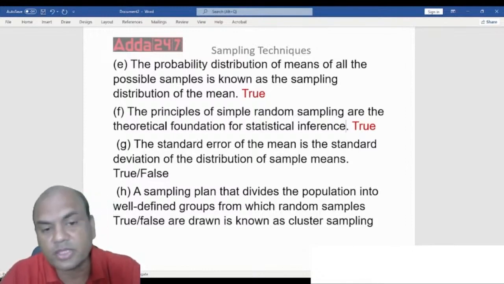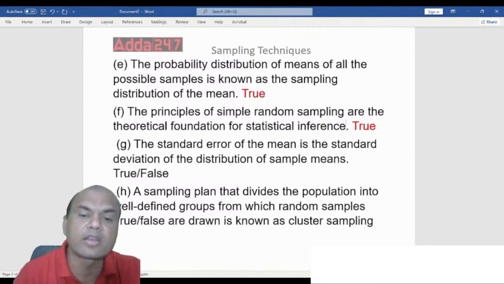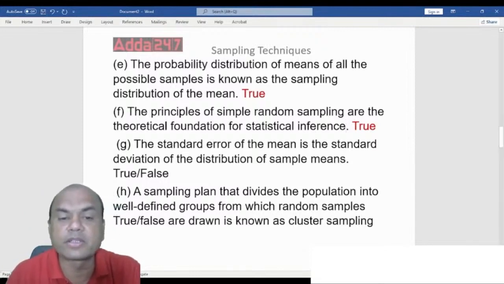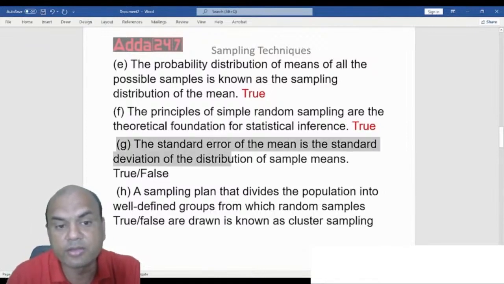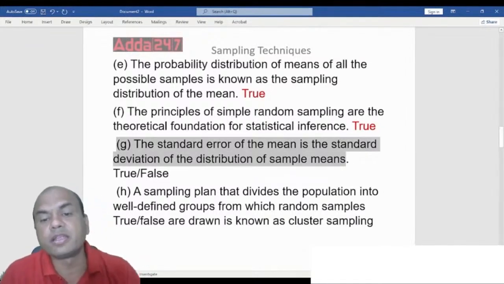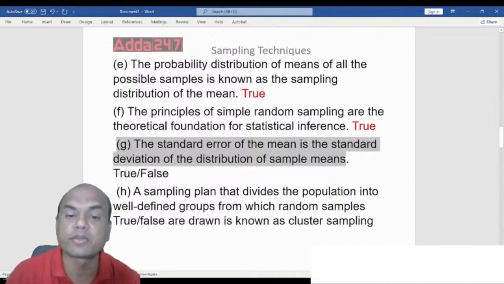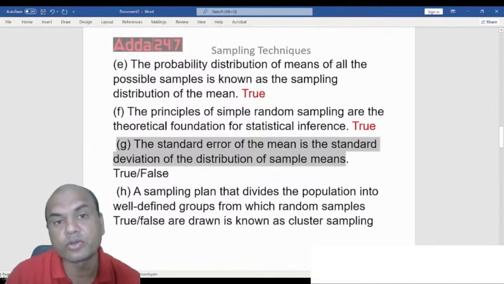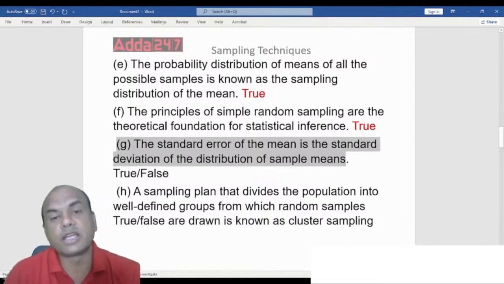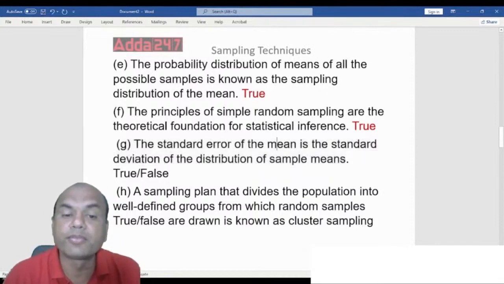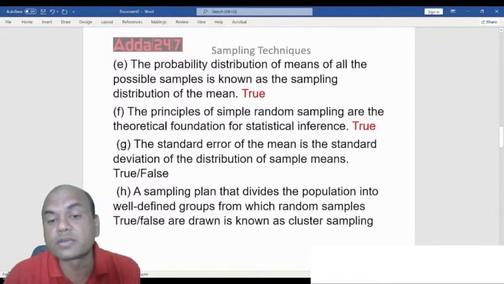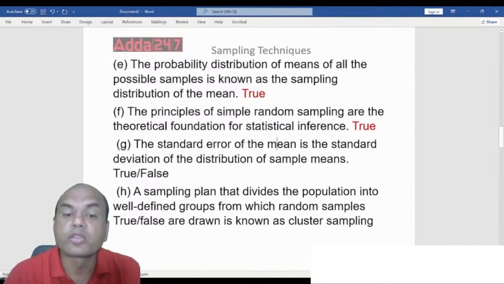Next one. The standard error of the mean is the standard deviation of the distribution of the sample means. See, this we are dealing in. Is this true or false? Standard error of the mean, I am talking of. So here we are talking of the mean. Whenever I am talking of the mean over here, standard error means what?